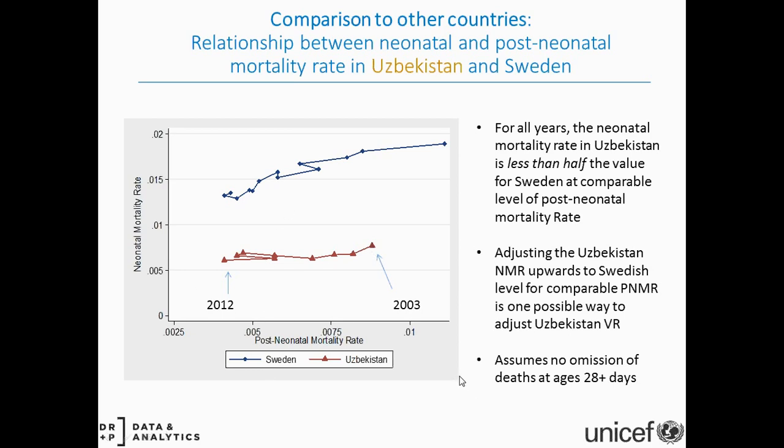So one possible way to adjust the neonatal mortality rate is to adjust the Uzbekistan neonatal mortality rate upwards to the Swedish level for comparable post-neonatal mortality rate. By doing that, we are assuming no omission of deaths in the post-neonatal period, and also assuming the age patterns are more or less similar.